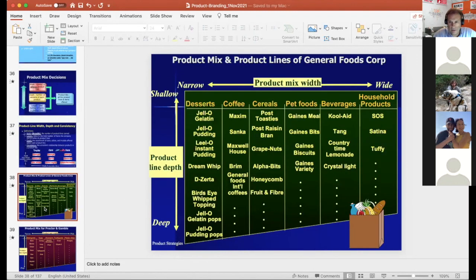If we look at this, and this is from General Foods Corporation. If I say, what is the width, how many products wide is General Foods? What's the product width? How many?